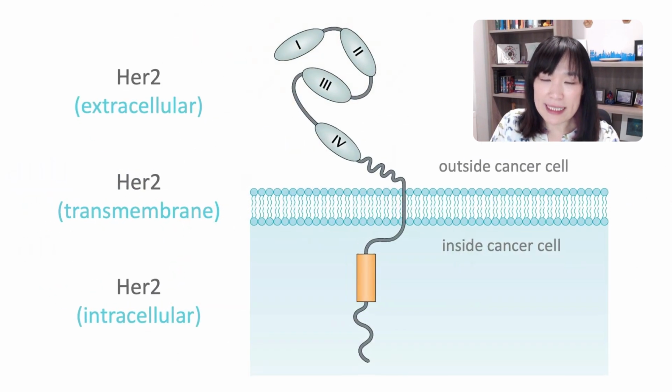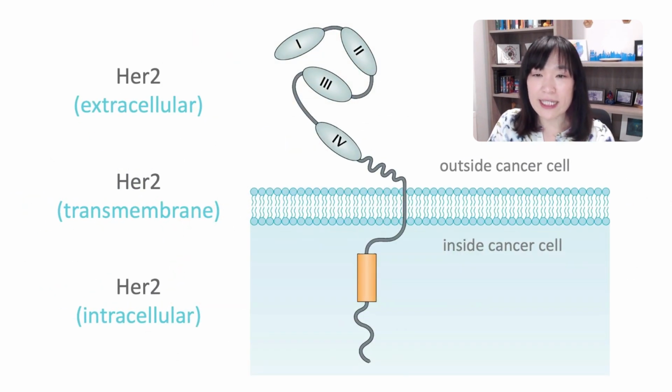So let's zoom in a little bit. One particular cancer antigen, a bit of protein that sticks out on the outside of a cancer cell, is HER2. Some of you might recognize this name from breast cancer, where it's kind of a famous target.